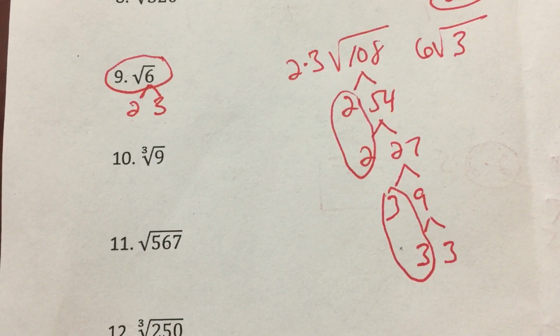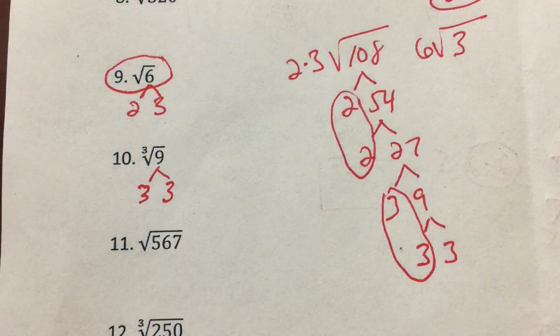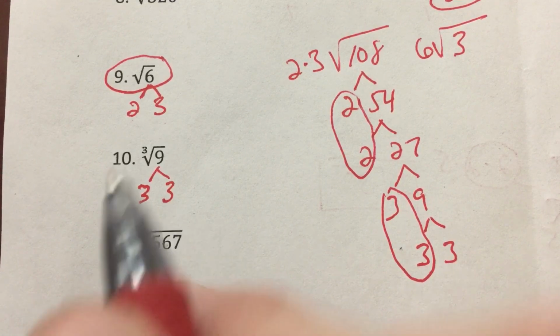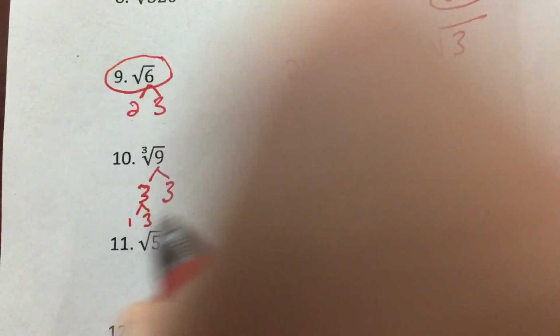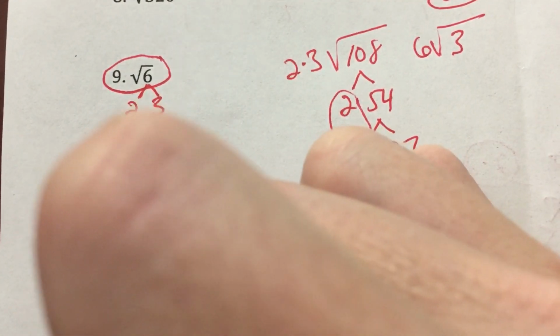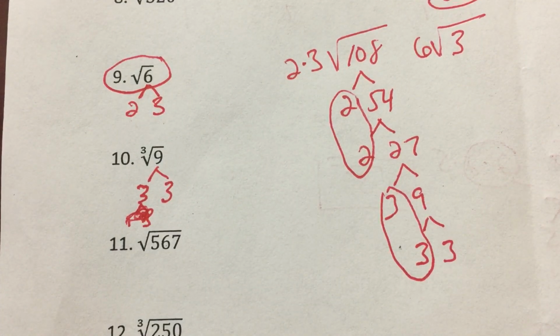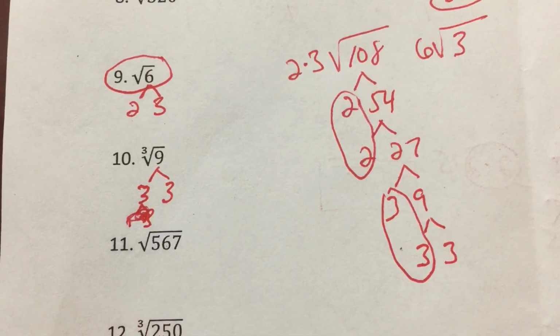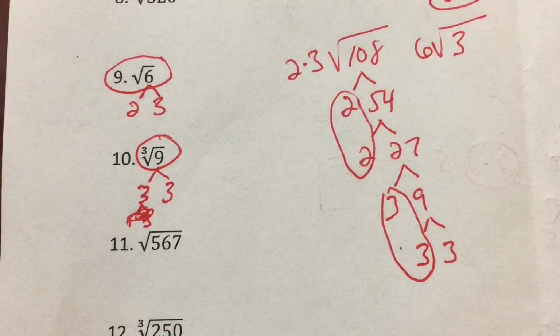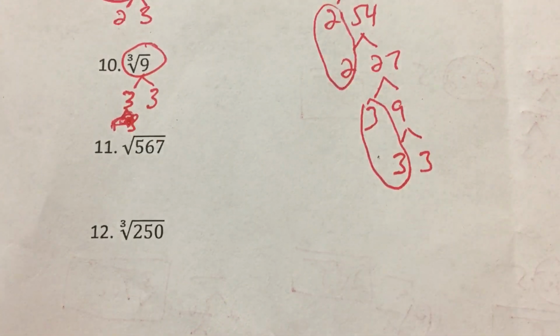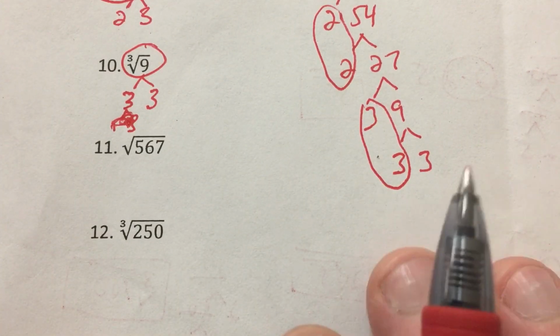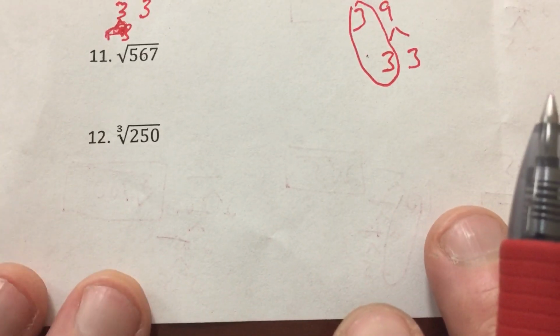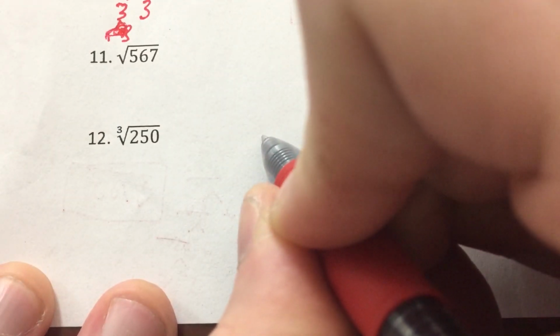Same is true for the cube root of 9. If I break down 9, I can go 3 times 3, but then I have to stop. I can't break down either 3 because the only thing that breaks down 3 is 1 times 3, and we don't use 1s in factor trees. That's what makes 3 a prime number. And under a cube root sign, I'm looking for a trio, 3 of something, but I don't have that. I've only got 2 numbers here, so the cube root of 9 is as simple as it's going to get. I'll let you guys try the square root of 567, and I'm going to do the cube root of 250.